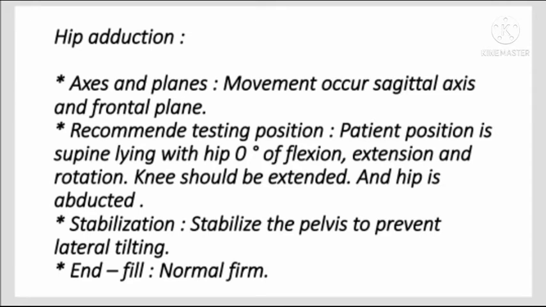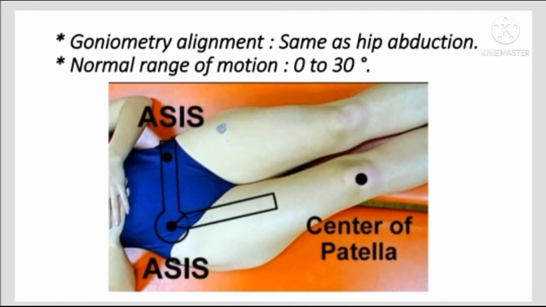Hip adduction, axis and planes. Movement occurs in the sagittal axis and frontal plane. Recommended testing position. Patient position is supine lying with 0 degrees of flexion, extension and rotation. Knee should be extended and hip is abducted. Stabilization. Stabilize the pelvis to prevent lateral tilting. End feel is normal firm. Goniometry alignment is the same as hip abduction. Normal range of motion is 0 to 30 degrees.